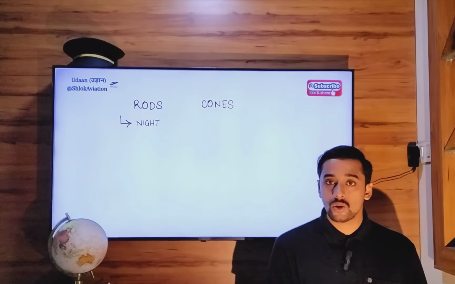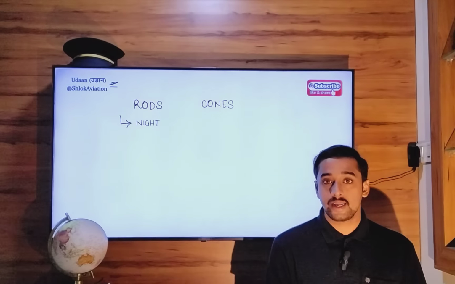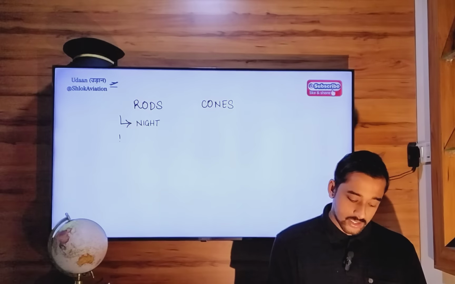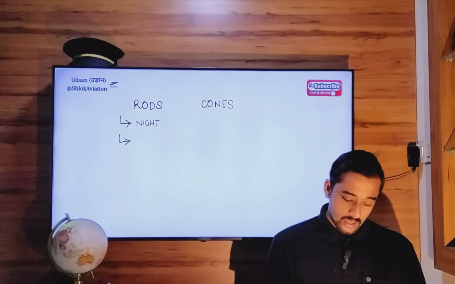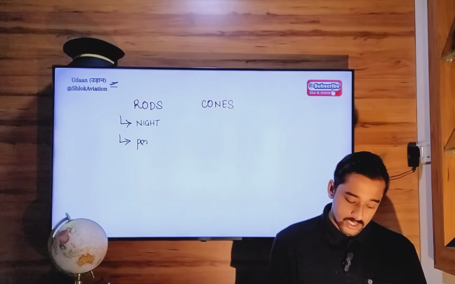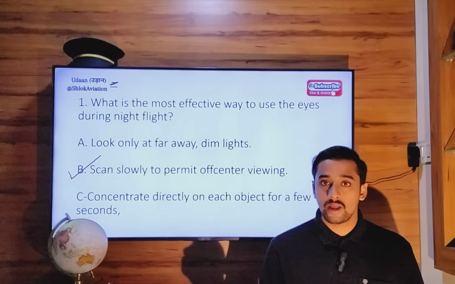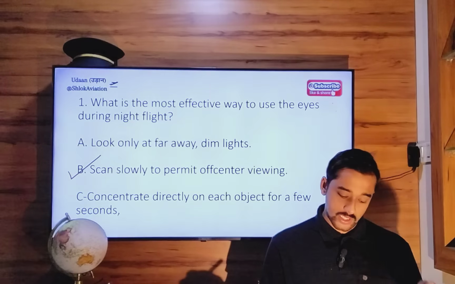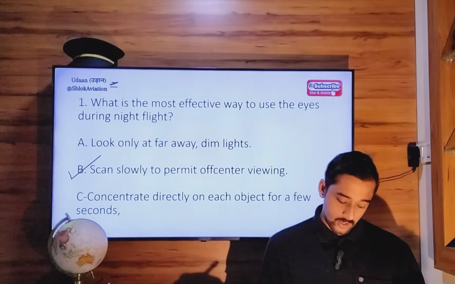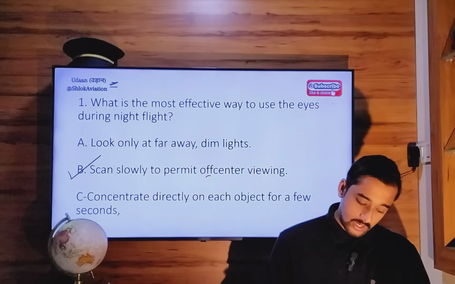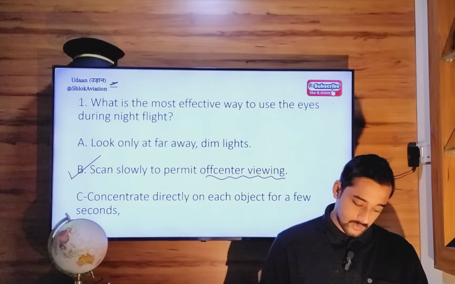Okay, and these rods are not situated directly at the retina. They are located at the periphery of our eyes, and therefore it is suggested that we use peripheral vision during night flight. Okay, so scan slowly to permit off-center viewing. So that's why this is the correct option.